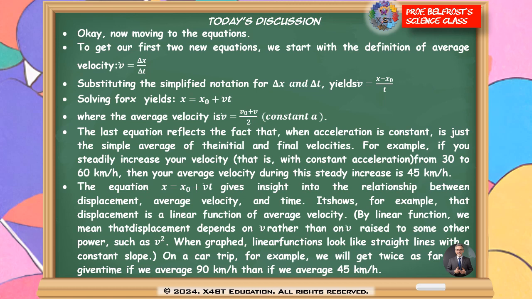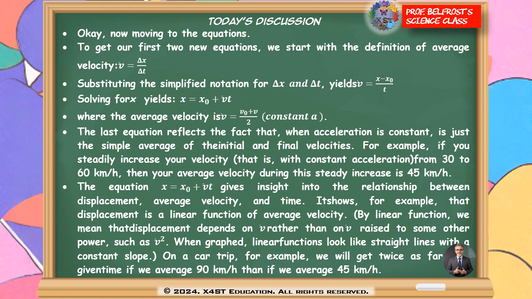So we get our first new equation. We start with the definition of the average velocity. It's better to write v bar, I forgot the bar here, but it's okay if you just write v. So v bar equals delta x divided by delta t, and delta x is x minus x0. So with some algebra, you can get x equals x0 plus v bar t.